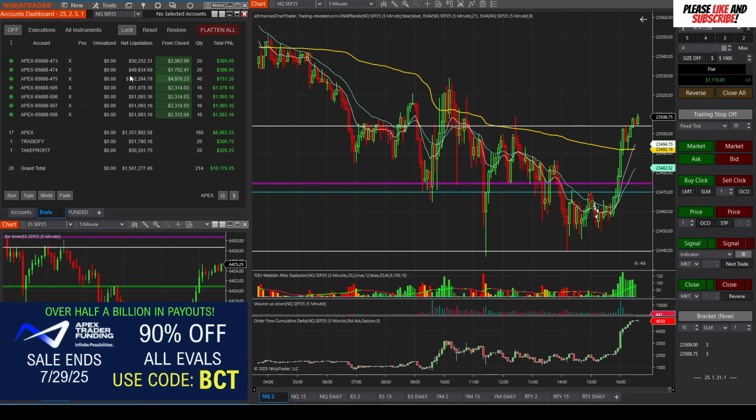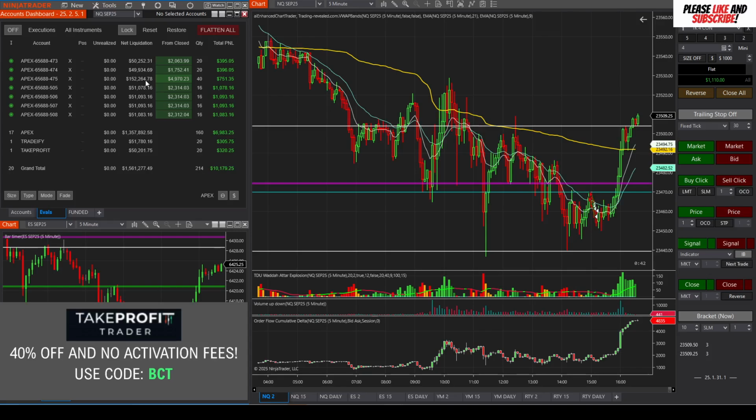And again, I have a personal desire, very much so, to get this Alpine account passed. I've never had a 150K funded account. So I definitely want to try to get this sucker across the finish line. And we got a nice little start going so far.